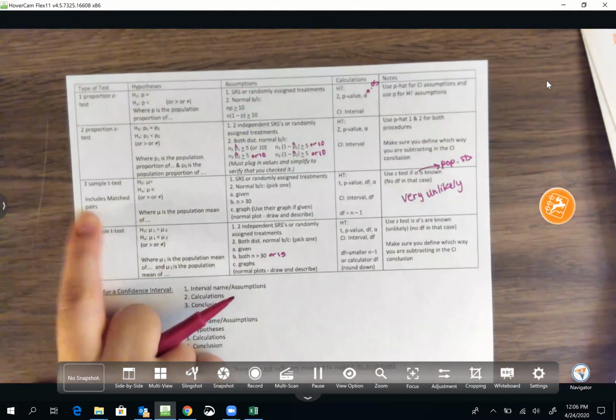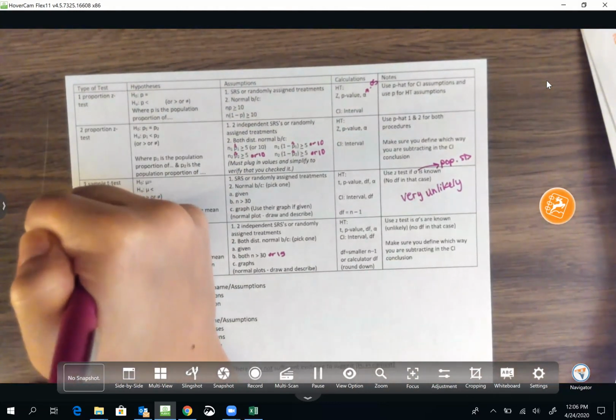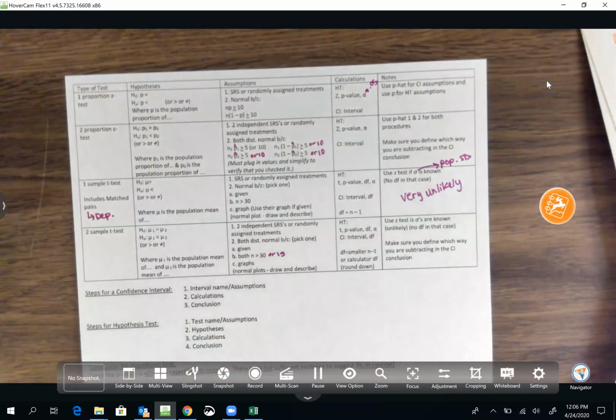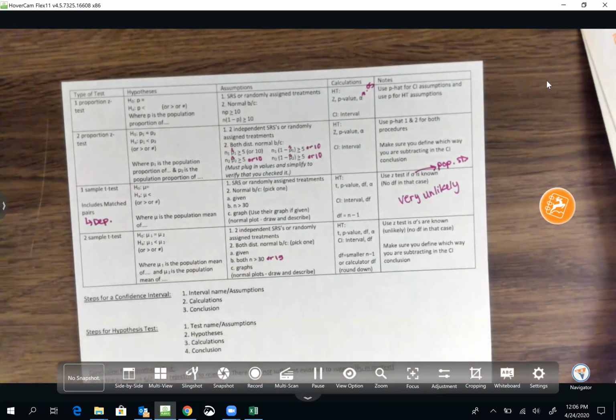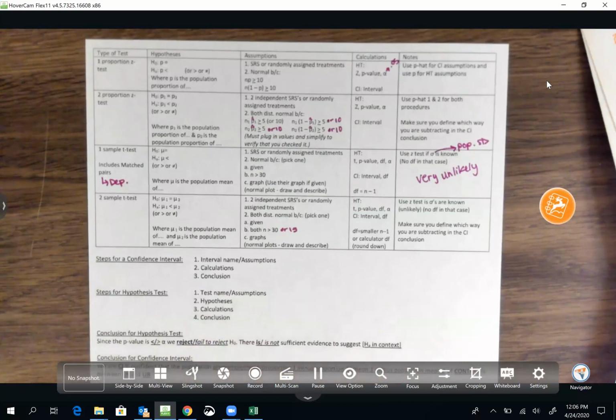For matched pairs, remember this is when you have a dependent sample. This could be before and after. It could be two paired individuals, twins, a married couple, anything where it's two that are dependent. Versus when you do a two-sample t-test, the samples need to be independent or the treatments need to be randomly assigned, completely randomized design. There's no pairing of any sort in the treatment. All of that can be reviewed in the other videos that were posted before.